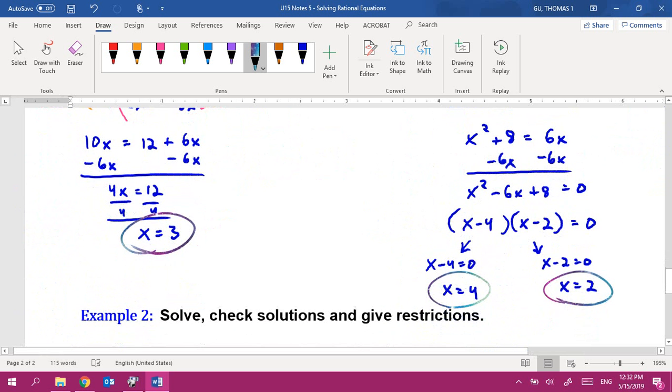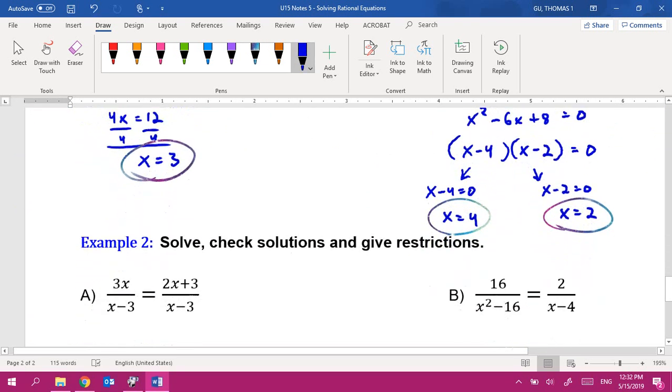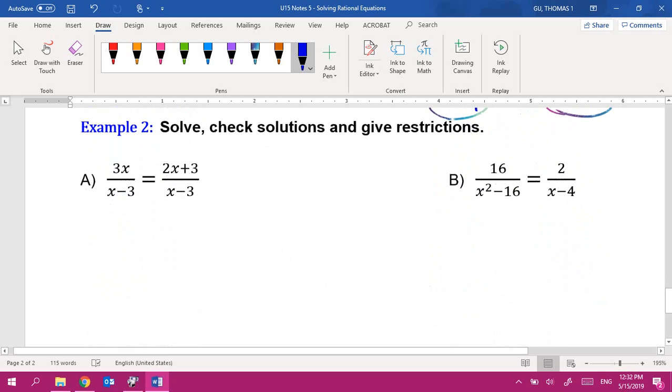All right. So now let's go to the last two examples of the day. Solve, check solutions, give restrictions. Okay. So very first step. What are we doing first here? Cancel out. No. What's first? What do I do? Oh, restriction. What is it? X is not 3. Right. And so then now what do I do?